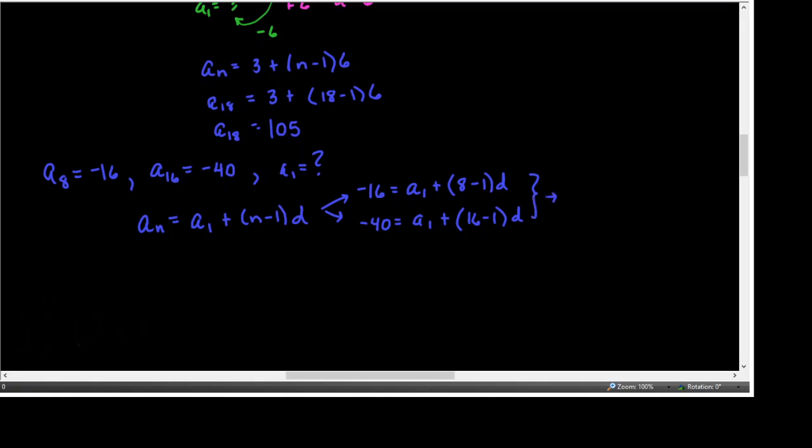And so what I'm going to do is I'm going to simplify them each a little bit. That'll become a sub 1 plus 7d equals negative 16. And the other one will become a sub 1 plus 15d equals negative 40.